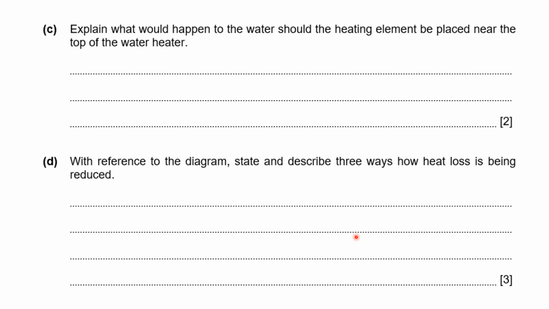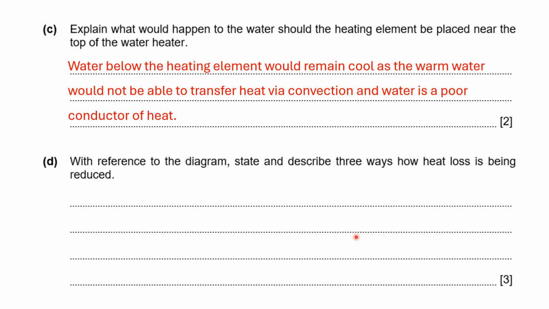So in the next part, what would happen should the heating element be placed near the top of the water heater? We just explained by saying that the water below the heating element would remain cool, as the warmer, less dense water would not be able to transfer heat via convection. It cannot sink because it is already less dense. And water is a poor conductor of heat, so it would generally not be able to transfer heat very well to the water under the heating element.